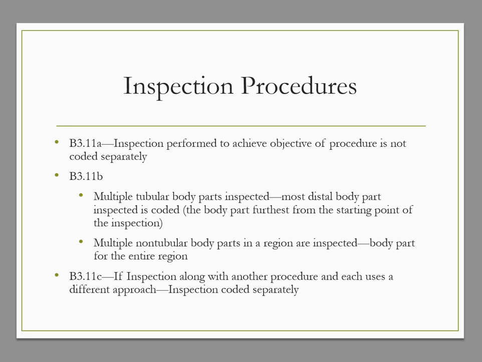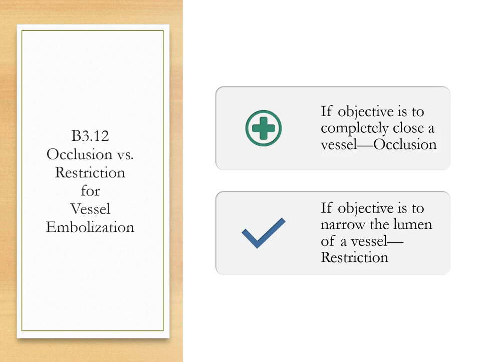B3.11C. When an inspection procedure and another procedure are performed on the same body part during the same episode, if the inspection procedure is performed using a different approach than the other procedure, then you can code the inspection procedure separately. Again, in order to be able to apply these guidelines, you essentially have to memorize them. That's really the bottom line. All right, next up, guidelines B3.12.